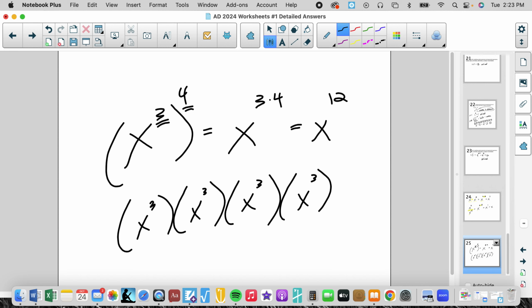So one of the things to remember, this is the exponent, and this is the base of the exponent. That is my base. That's why we have 1, 2, 3, 4 bases, and that would be 12 x's altogether. All right, now that's our real end. Good luck.